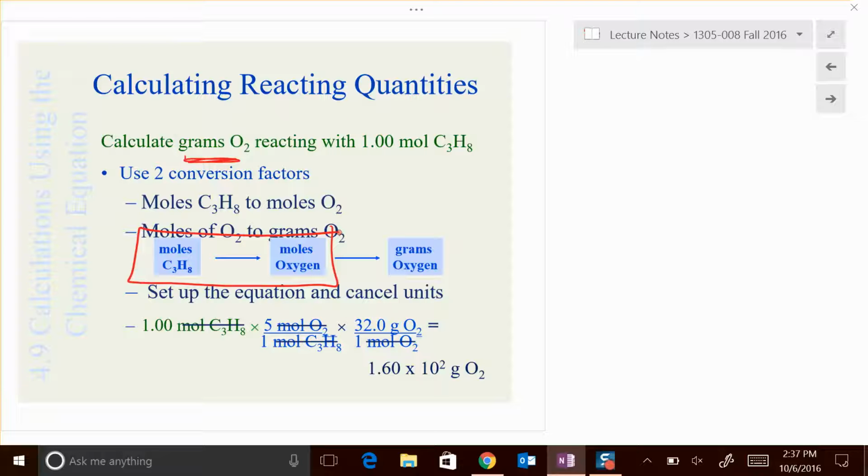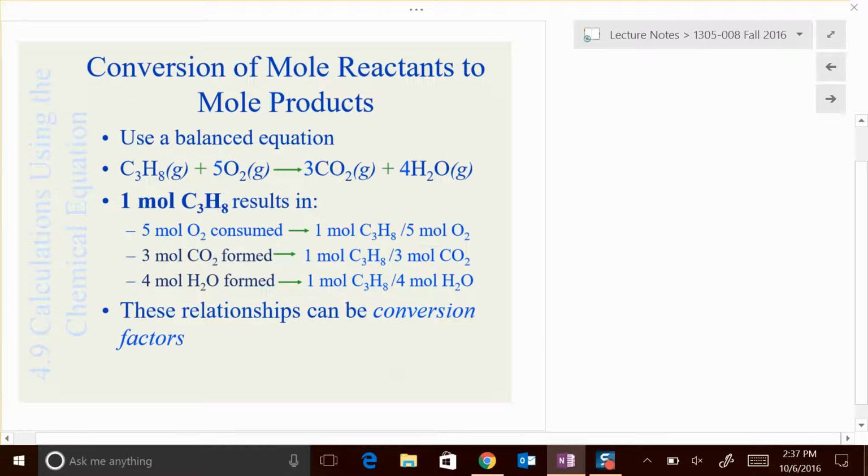Okay? Yes, ma'am. Can you go back to the balanced equation? Sure, I will. Okay? There we go. Using a balanced chemical equation. Okay? So, that's my balanced chemical equation. So we can see all the relationships here.